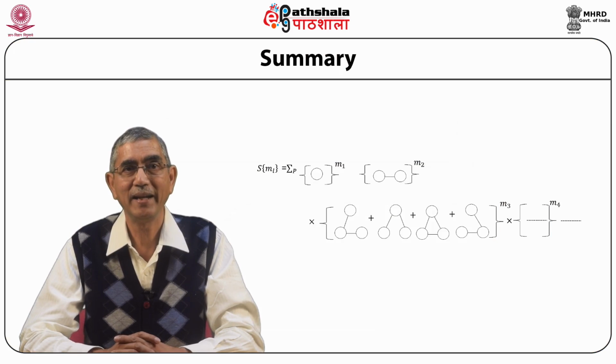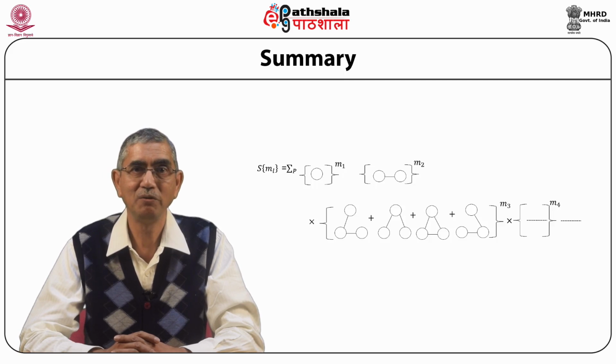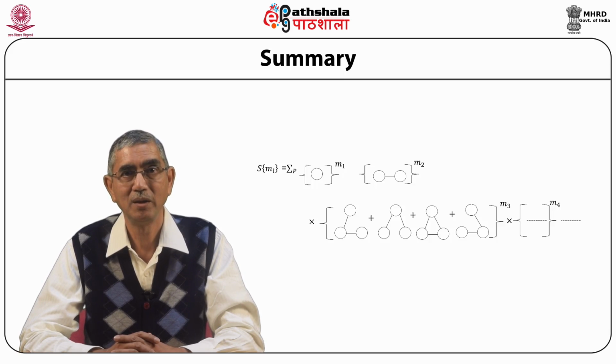Symbolically, this function S can be represented by a sum of graphs as shown here, where each graph is an integral whose value is independent of the way the circles are numbered. This integral is called Mayer's cluster integral.